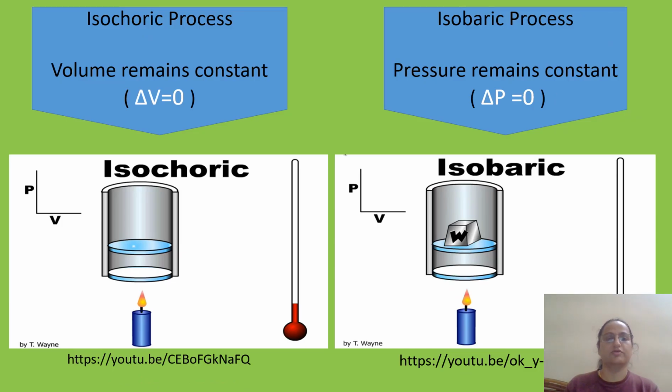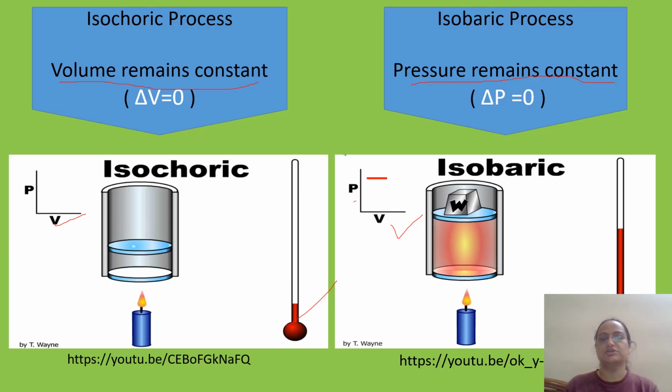Next comes the isochoric process. A process in which the volume of the system remains constant throughout the process is known as an isochoric process. Here you can see the temperature is increasing but the volume is constant. Therefore, it is an isochoric process. Next comes the isobaric process. A process in which the pressure of the system remains constant throughout the process is known as an isobaric process. Here you can see the volume is changing but the pressure is constant, the temperature is also increasing. Therefore, it is an isobaric process.